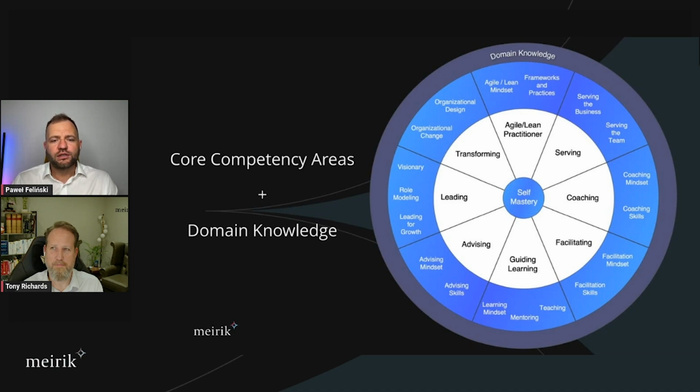Finally, transforming sounds pretty obvious: competencies within the area of organizational change. So I believe skills related to changing the organization, models of organizational change, systemic coaching, and so on, and organizational design. Which is interesting, because I hope nobody thinks an agile coach is the one who designs the organization for the customer. What are your thoughts about this area, Tony?